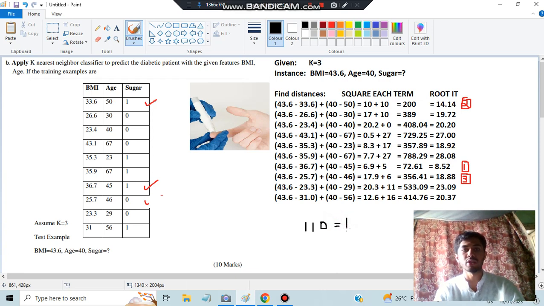The same steps you have to do for everyone. Write what is given, and write it as many times as there are instances. Then substitute from these 2 column values, subtract, square each term, add it up and find the root. Find the 3 least values based on the k value, and whatever majority comes, that's your final answer.